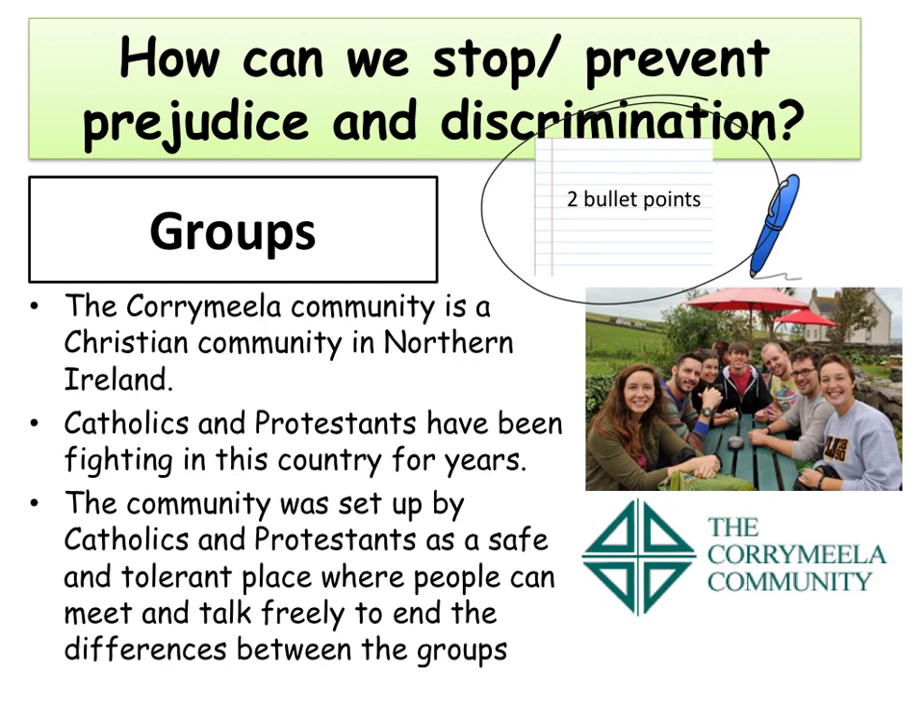One example of this is the Corrymeela community. This is a Christian community in Northern Ireland. Catholics and Protestants, 2 different Christian denominations, have been fighting in this country for many years. The community was set up by Catholics and Protestants as a safe and tolerant place where people can meet and talk freely and end differences between the groups.